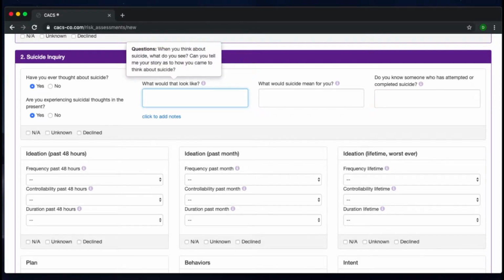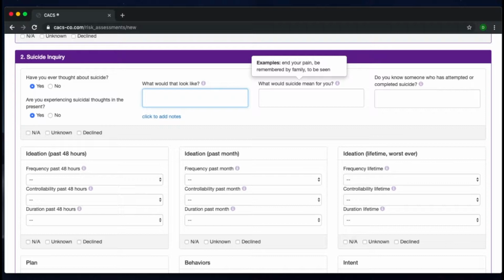And then what you're starting to notice as we go further into the assessment is there are examples of questions. What does it look like? What do you think of when you think of suicide? What does it mean for you? So we tried to give some examples of language for those of you who need some additional ideas of how to ask the question, but also some examples of what they might say or how they might respond.